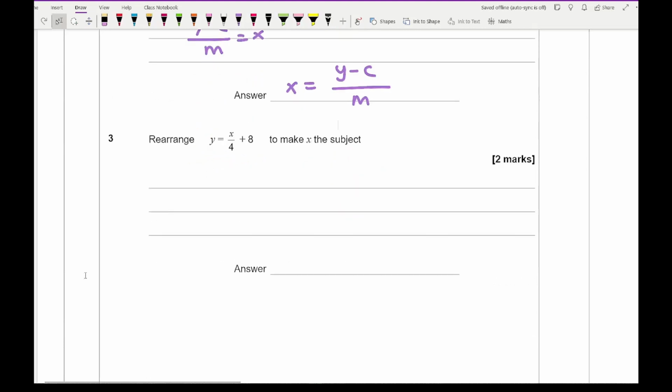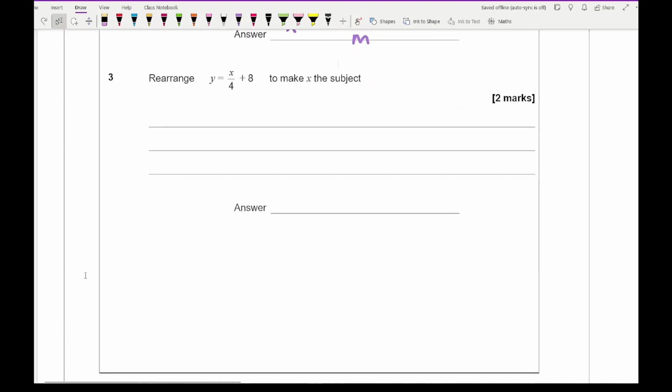Question 3, it then says rearrange y equals x over 4 plus 8 to make x the subject. So again, first thing I want to get rid of is the 8, and I do that by taking it away. And then I want to get rid of the 4, and I do that by multiplying everything on the left hand side by 4, so that becomes 4y minus 32 equals x. So x equals 4y minus 32.